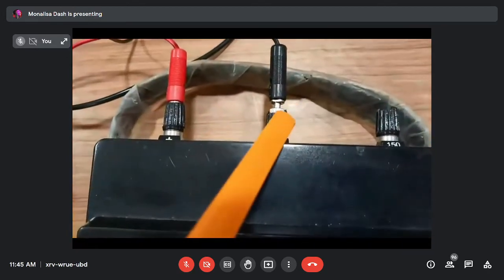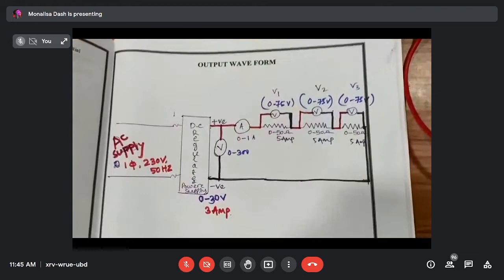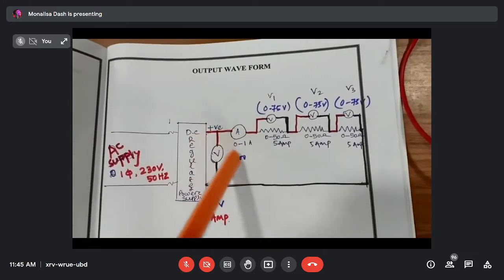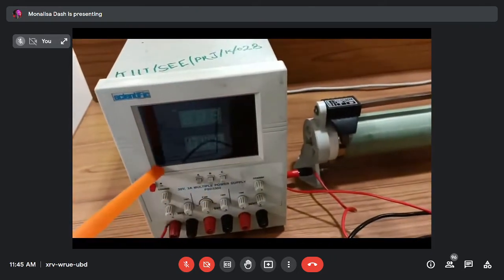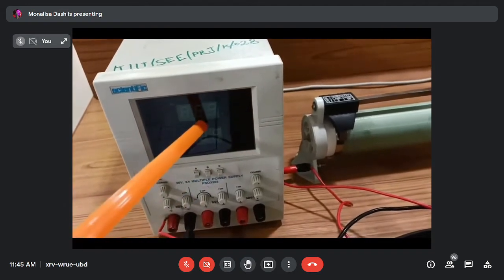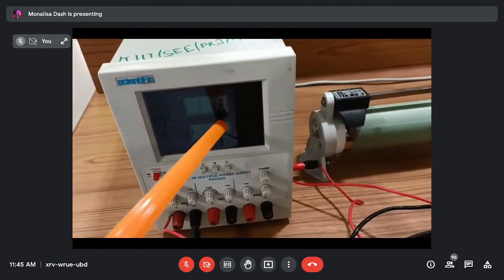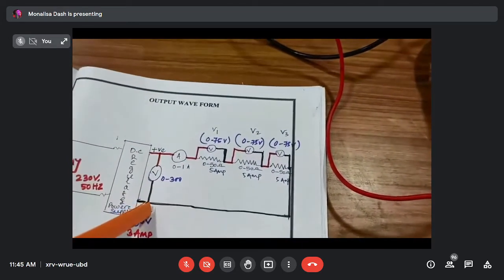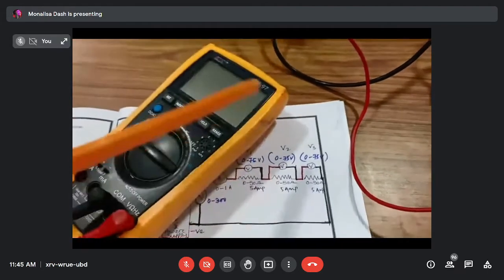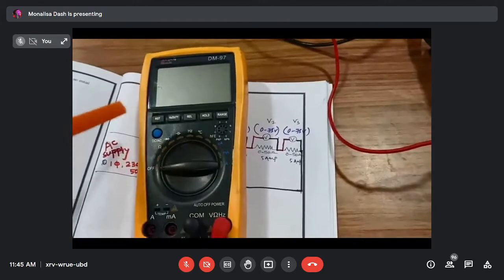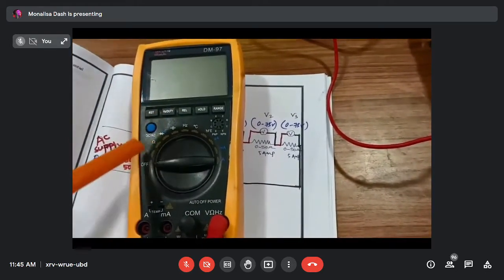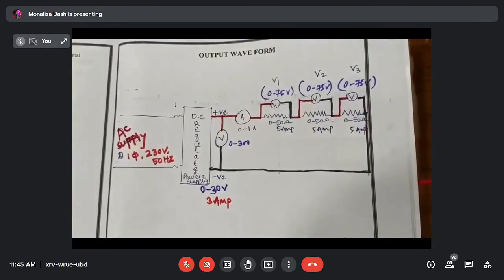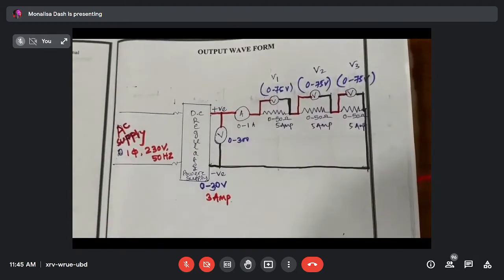This is common and this is 75. For that voltmeter, one display meter is there, a digital meter. From there we can also measure the voltage reading of the supply voltage, or with one multimeter we can also measure the DC voltage across these two points. Now our circuit connection is over.